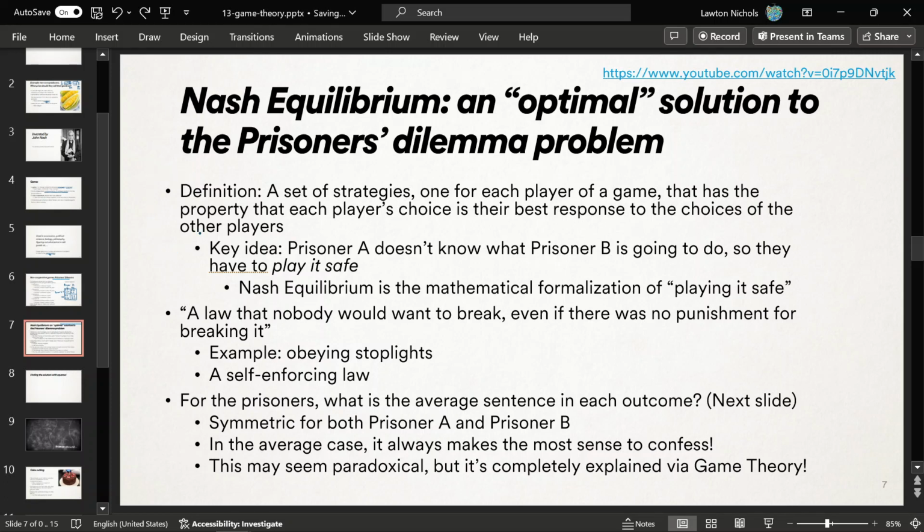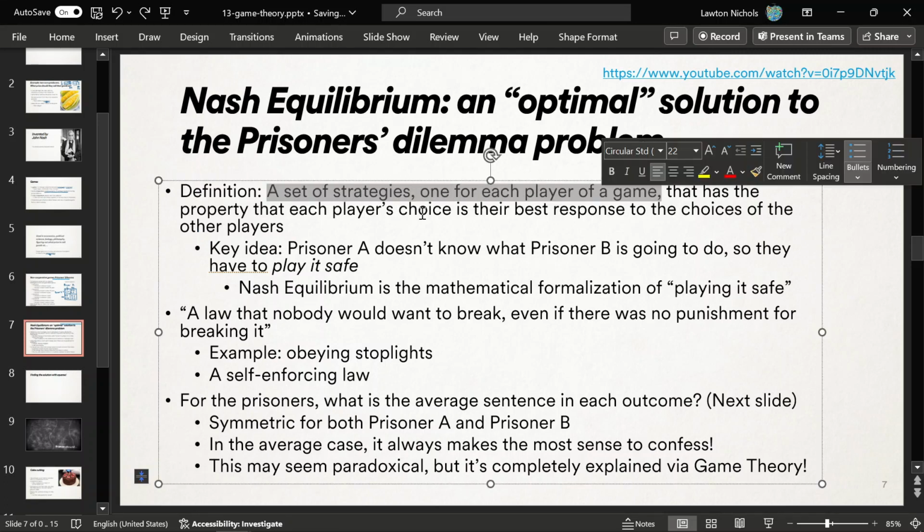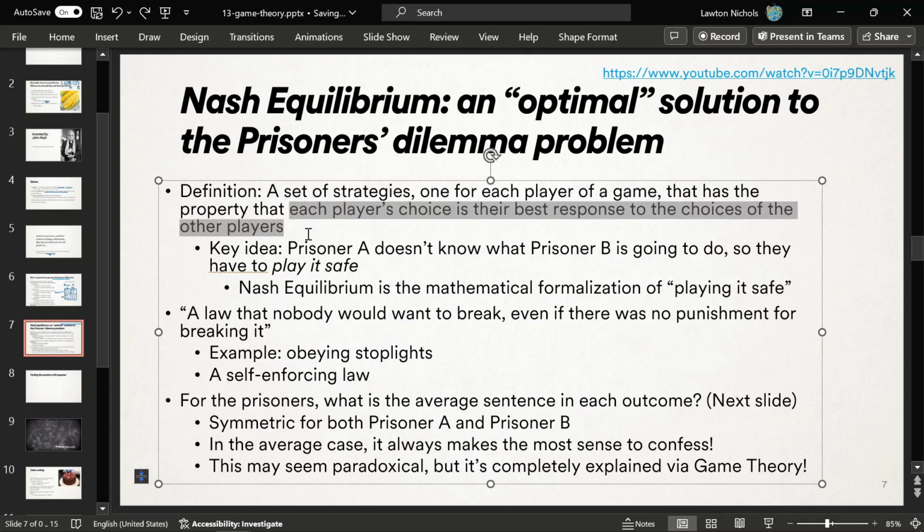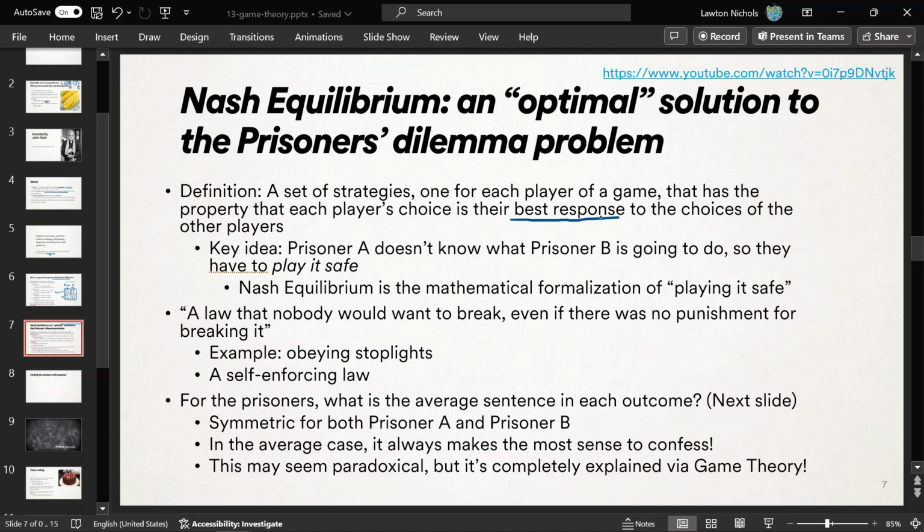The definition of a Nash equilibrium is a way to play the game, a set of strategies, one for each player, that has the property that each player's choice is the best response to the choices of the other players. Because it's non-cooperative, they can't form alliances, and you have no guarantee over what the other person is doing. Your choice better be the best response to any other possibility of whatever your other players could have done. So prisoner A has no clue what prisoner B is going to say, and vice versa, so it's got to be the best response to any option because it's up in the air. They have no control over what the other players are doing in this game.